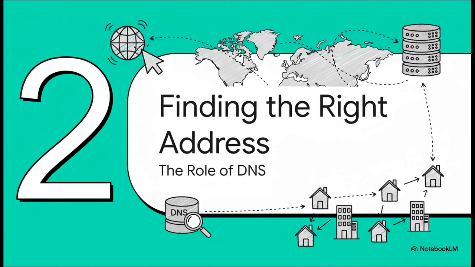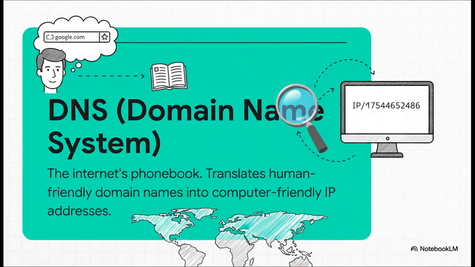All right, so we've clicked the link. Now what? Well, the browser's first job is to play detective. It has to figure out where in the world it needs to go to get the web page. It needs an address. And the way it finds that address is by using something called the DNS, or Domain Name System. Honestly, the best way to think about it is that it's literally the internet's phone book.